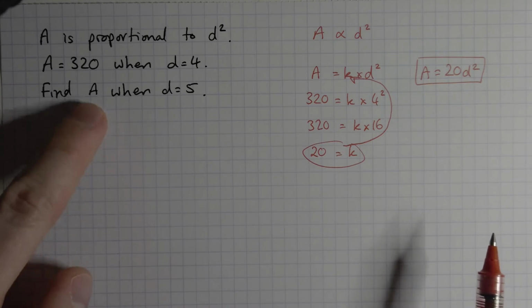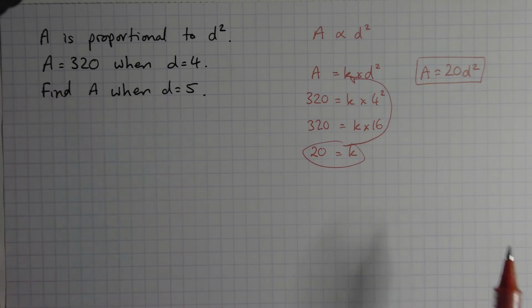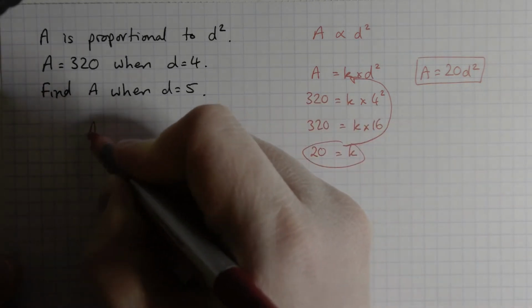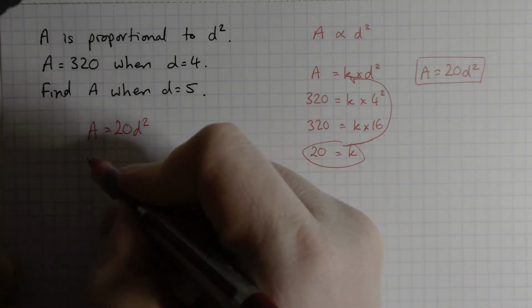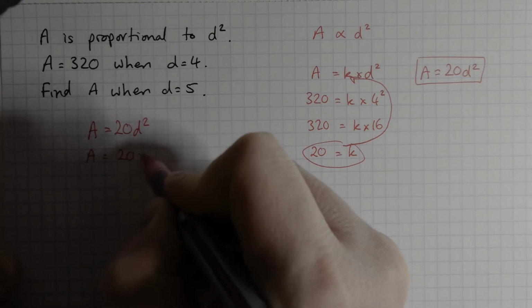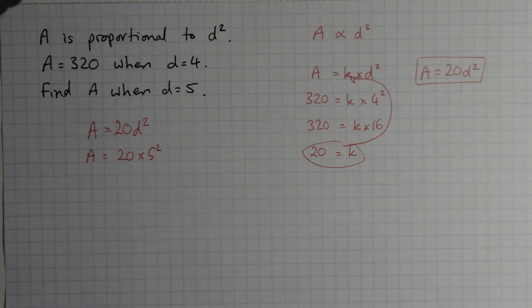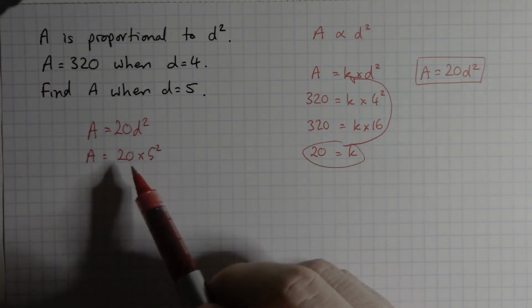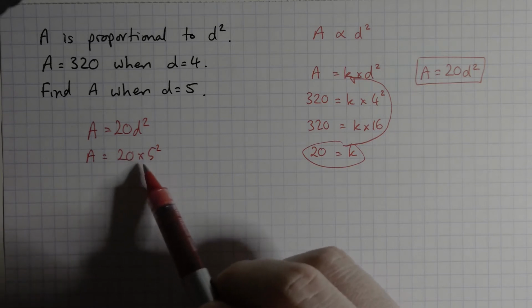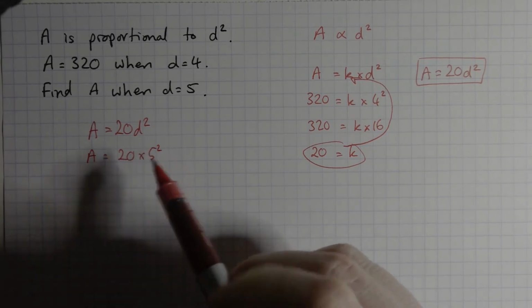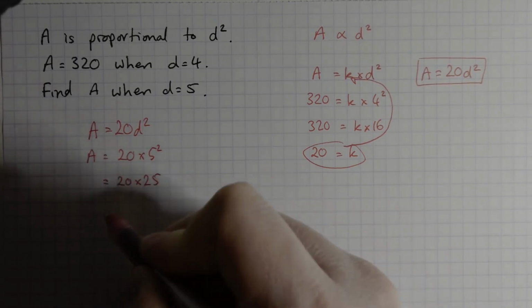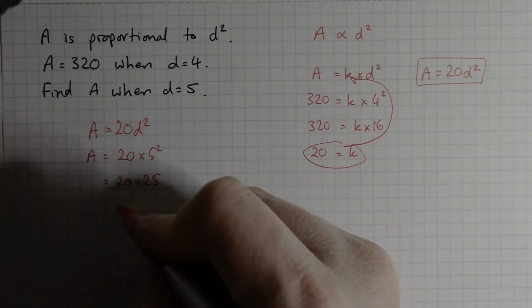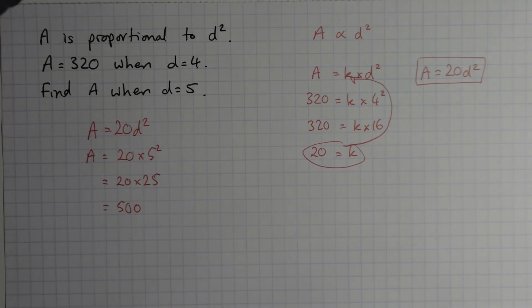In this question, I want to find a when d is 5, so let's put my relationship up here again. A is 20d squared. Let's put 5 in there. A equals 20 times 5 squared. Again, BIDMAS, this here is not do 20 times 5 first and then square the 100. It's square the 5 first. So that's 20 times 25. 2 25s will be 50, so it gives us 500. So 500, not 1,000. Be careful with your BIDMAS.